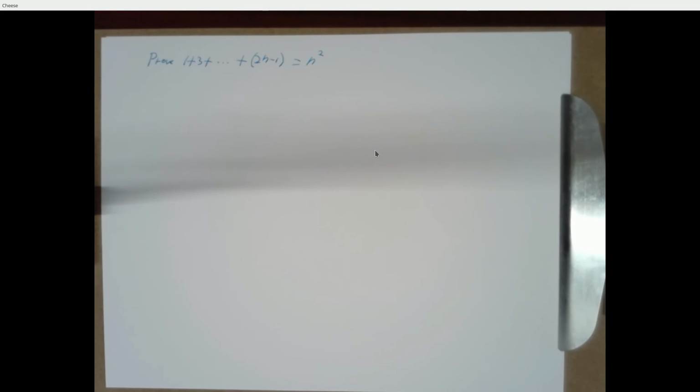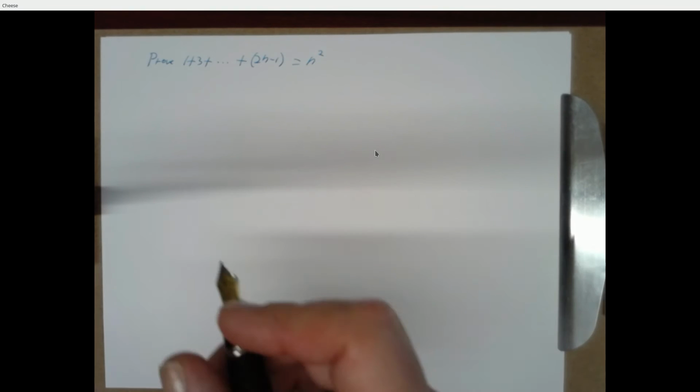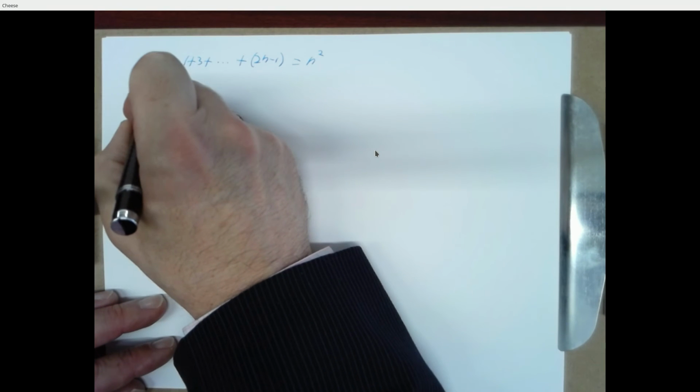So prove that the sum of the odd numbers from 1 to 2n minus 1 is equal to n squared. Is this true? If n is 3, this is 1 plus 3 plus 5. Yeah, that looks good. All right.